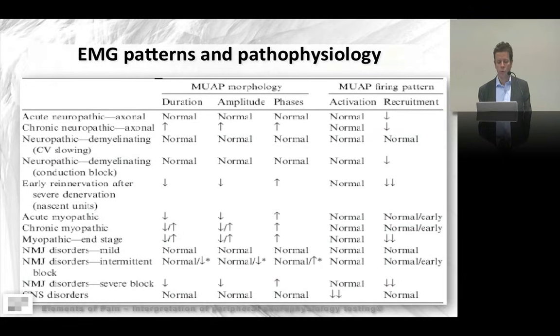This slide I can let you look through later, but essentially it goes through the ways in which we can use both the morphology and firing pattern of the motor unit action potentials to try to summarise what might be happening.